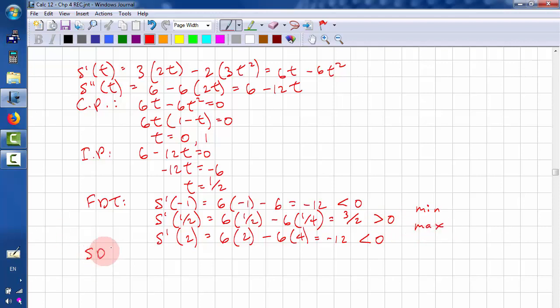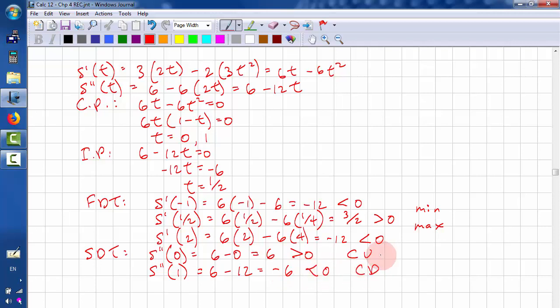We can do the second derivative test. S double prime, and we have to do it at the critical point, so 0. So 6 minus 0, that's 6. That's greater than 0. This is concave up. S double prime of 1 equals 6 minus 12. That's -6. This is less than 0. This is concave down. So concave up tells us we have a min. Concave down tells us we have a max.